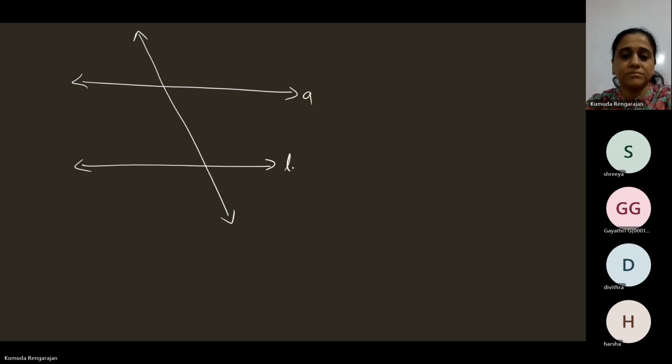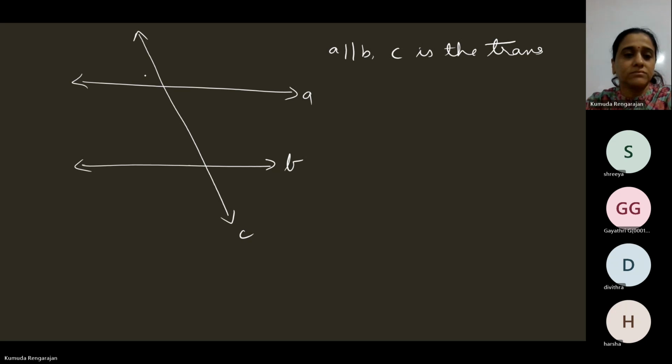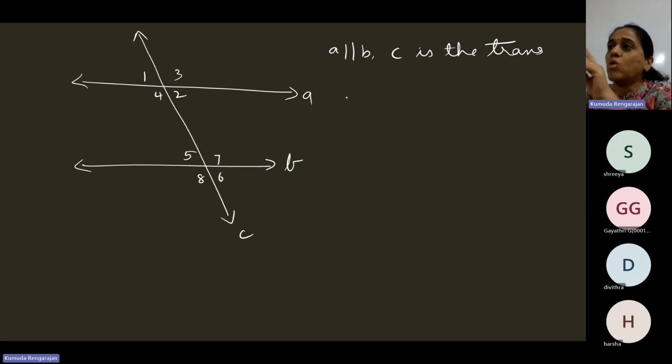These are the two parallel lines. A is parallel to B. C is the transversal. Answer my question. What is the relation between angle 1 and angle 2?